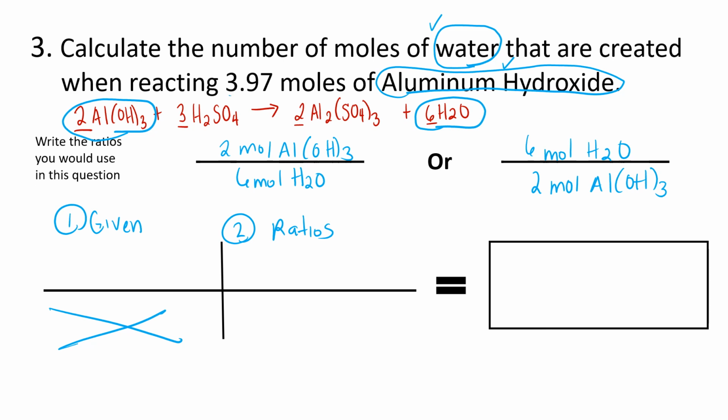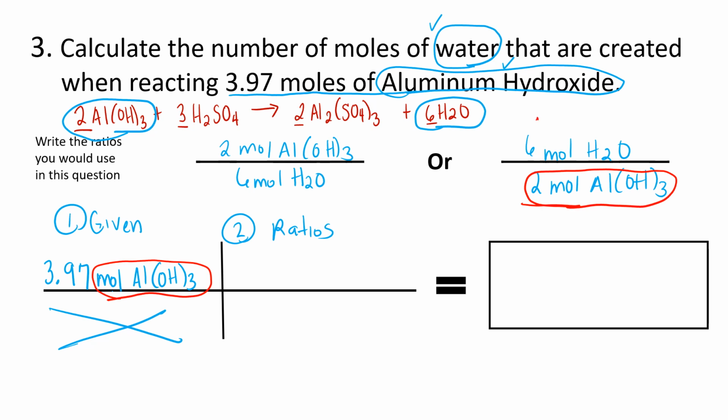Our given is the only number in the problem, and you have to write everything. So you've got to write the number, which is 3.97. Then don't forget to write the unit, which is moles. And last but not least, don't forget to write moles of what? In this case, of aluminum hydroxide, because that's what it says there. Now that I have my given taken care of, I've got to pick from my ratio. Don't forget that you're going to pick which one goes on the bottom based on what the given is. Since the given is moles of aluminum hydroxide, I want to pick the one that has moles of aluminum hydroxide on the bottom.